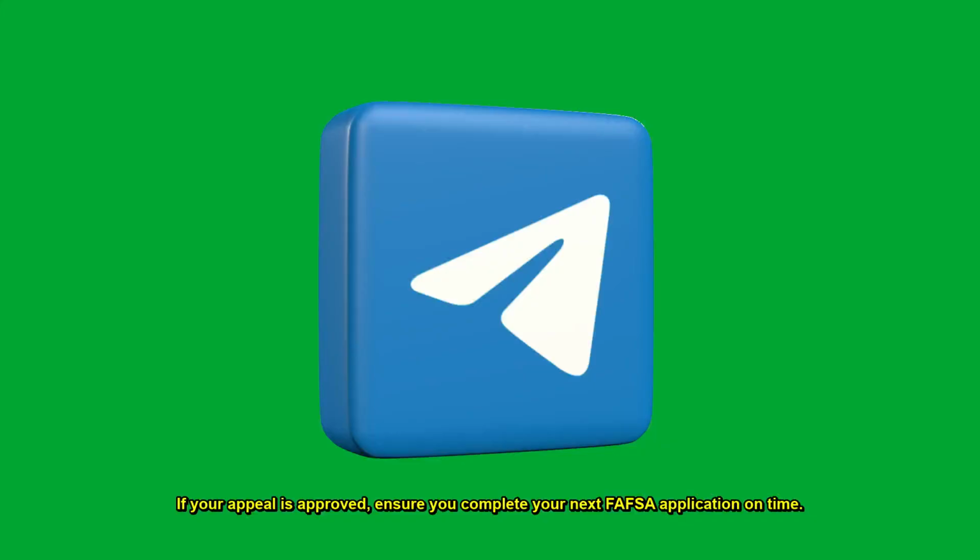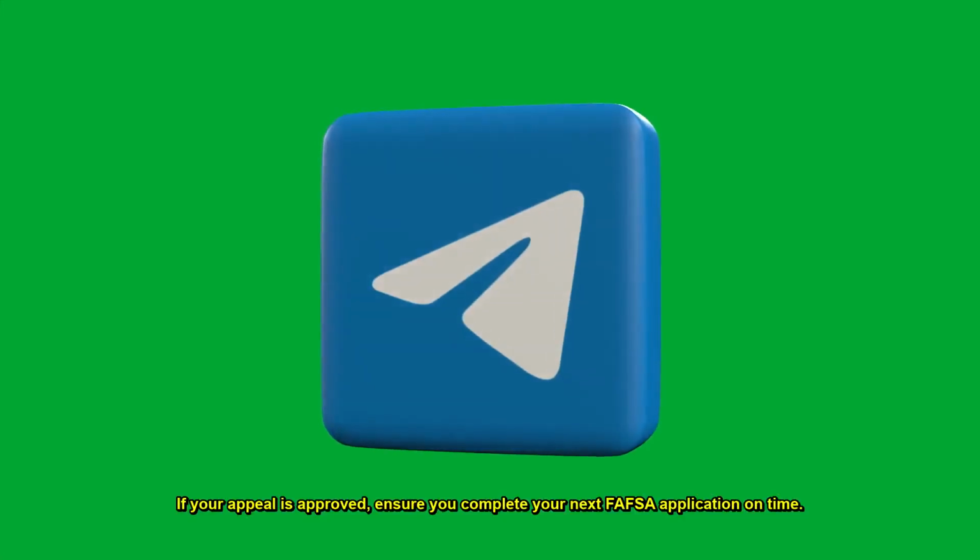If your appeal is approved, ensure you complete your next FAFSA application on time. If denied, you have the option to discuss further steps with your financial aid office. Remember, staying proactive and informed can help you regain your eligibility. Continue to monitor your academic progress to maintain your financial aid status in the future.